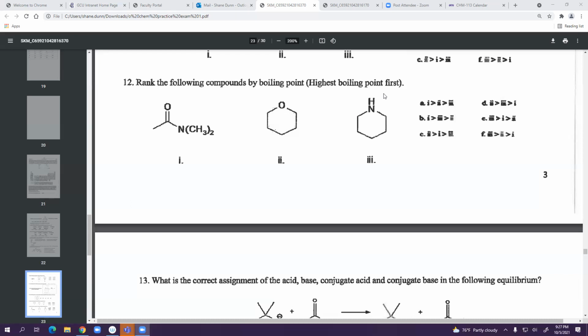So when hydrogen is bonded to nitrogen, oxygen, or nitrogen, oxygen.